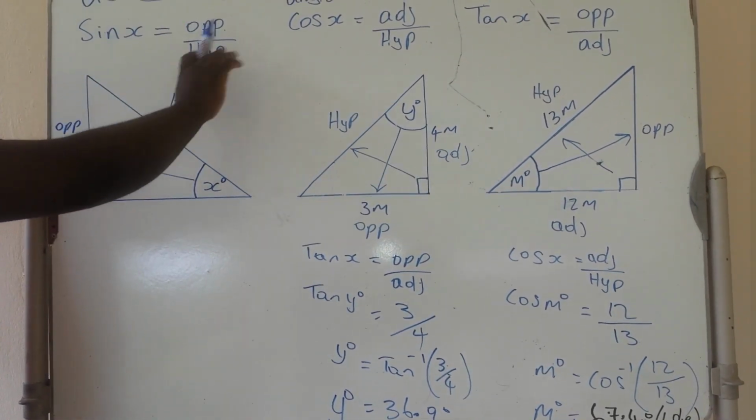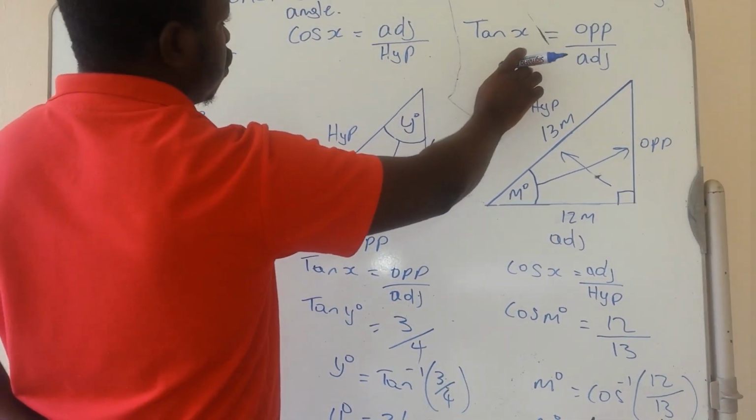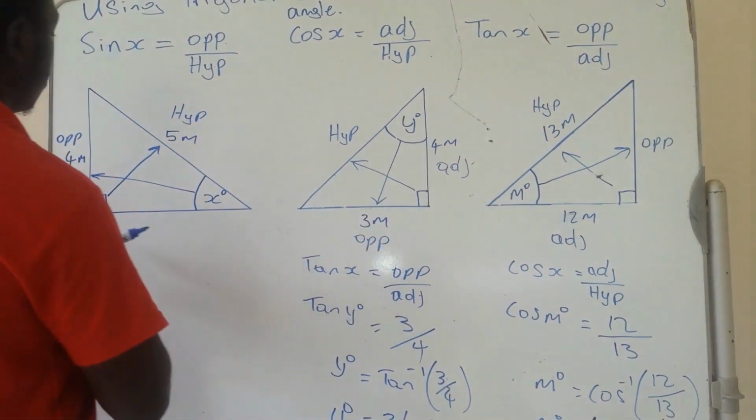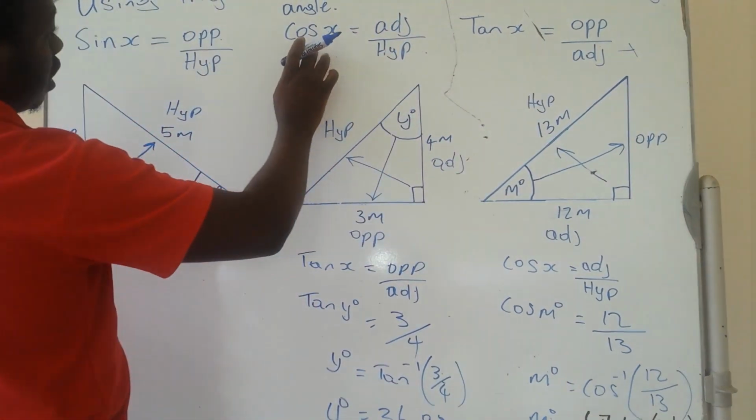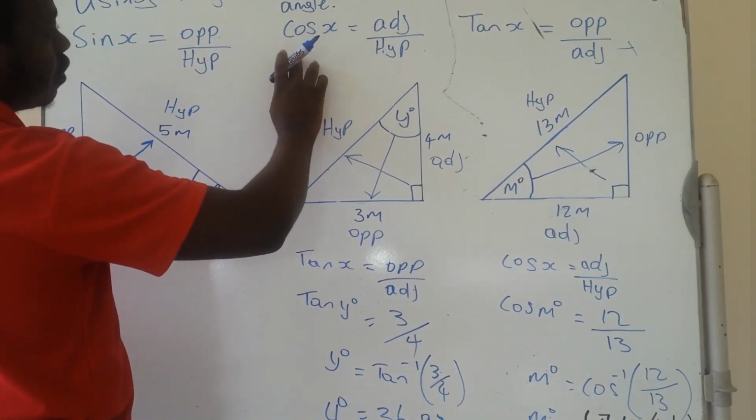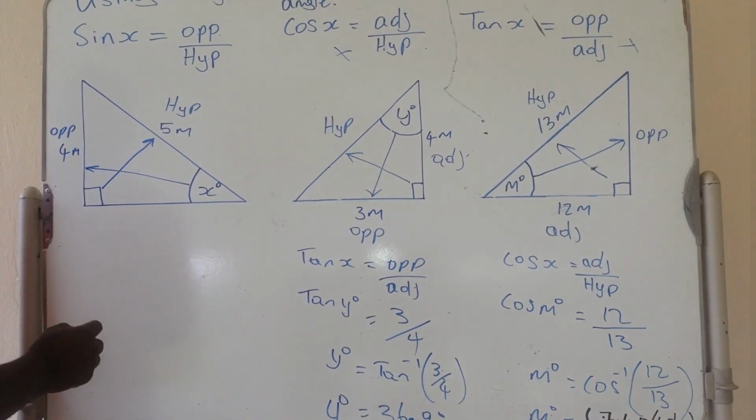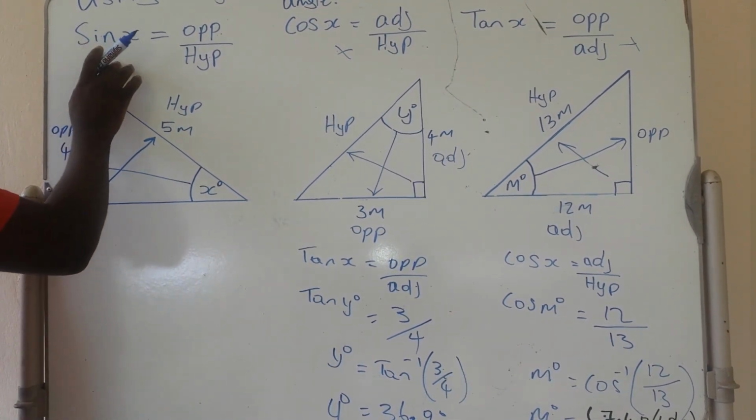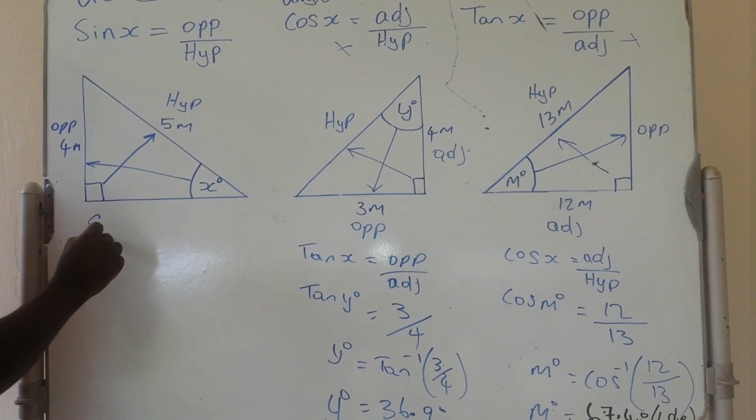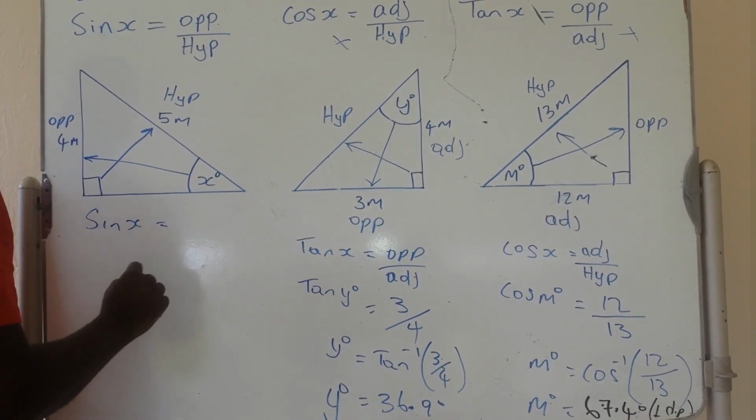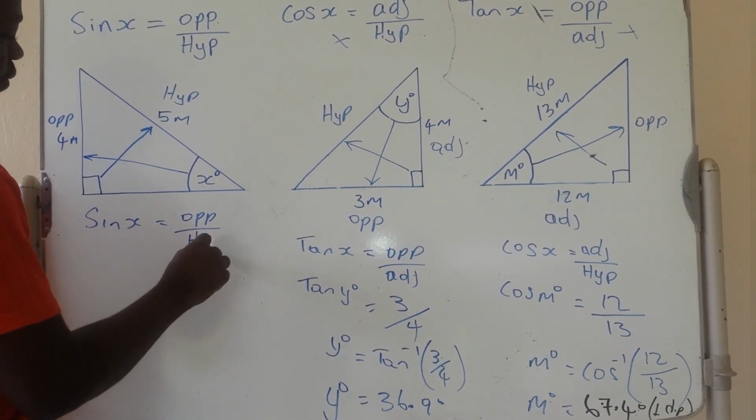Now when you look at all three ratios, the tangent ratio has to do with the opposite length and the adjacent length. We do not have the adjacent length, so this one is out. This ratio, which is the cos of an angle ratio, has to do with adjacent, so that one is out as well. So we're only left with one choice, which is sine of an angle, and that's opposite over hypotenuse. So we write sine x is equal to opposite over the hypotenuse.